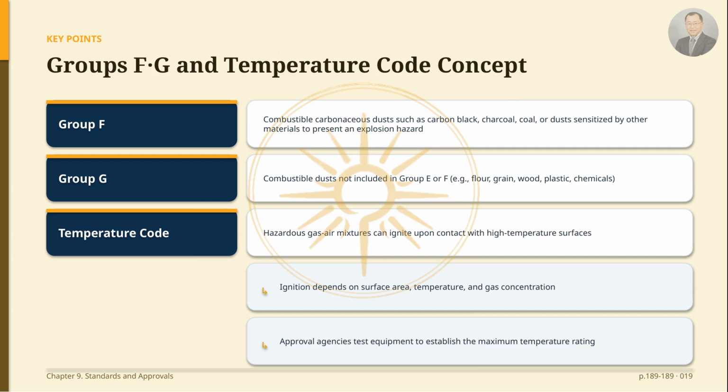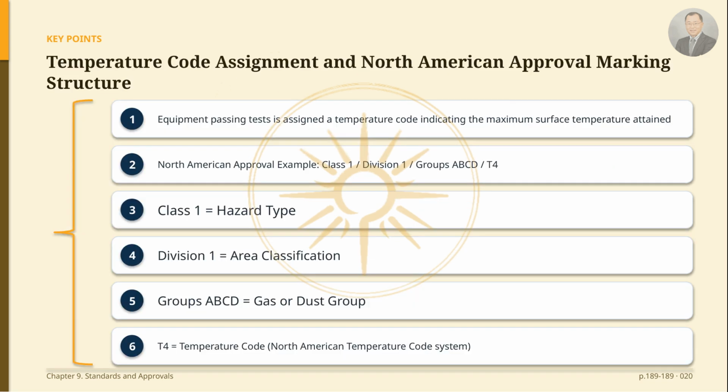Therefore, approval agencies test various pieces of equipment submitted for approval to establish their maximum temperature ratings. Finally, I'll explain how temperature codes are assigned and labeled. Equipment that passes the test receives a temperature code that indicates the maximum surface temperature attained by the equipment.